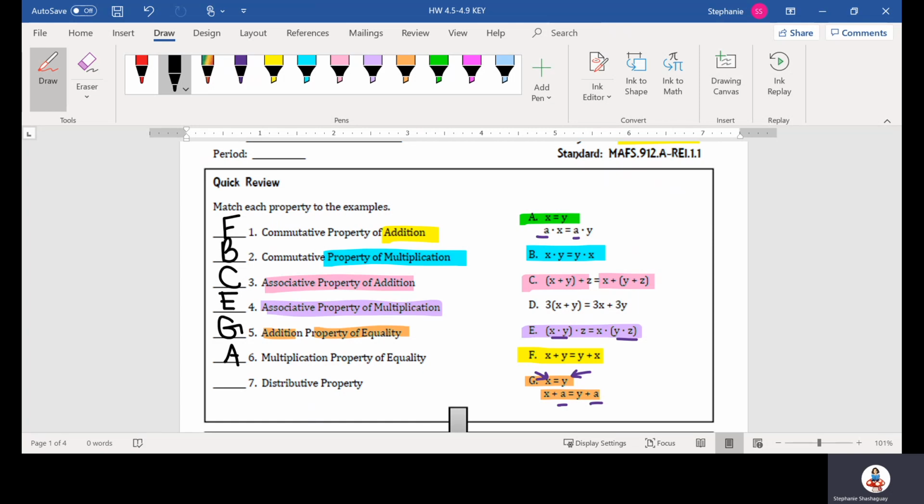Finally, we have the distributive property. The distributive property says that I'm going to be distributing that 3 that's outside the parentheses to each term inside the parentheses, and it's still the same equation. So that letter is D. And it looks like I forgot to highlight my multiplication property. So there we go. So that's a quick review of all of our different properties that we use to solve equations.